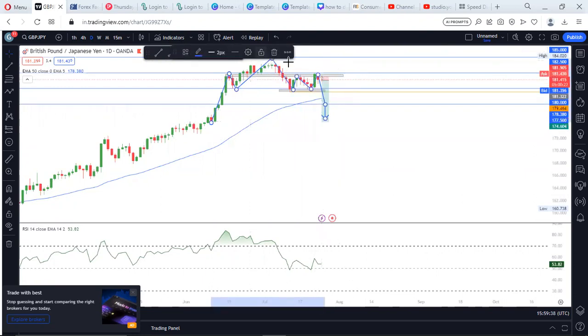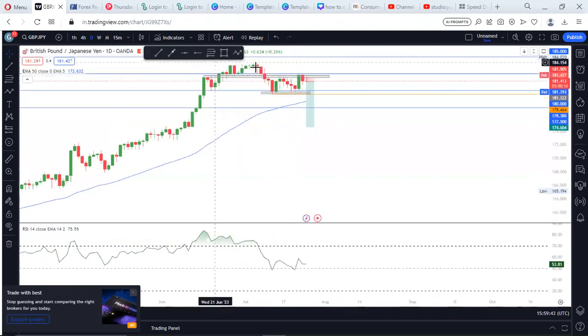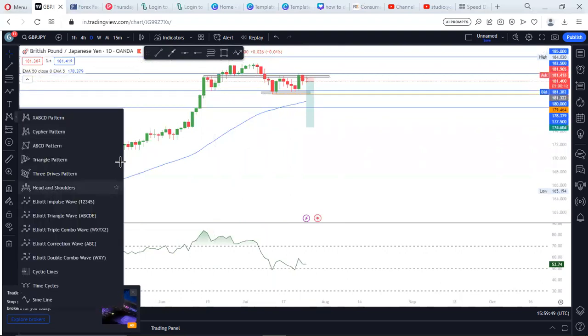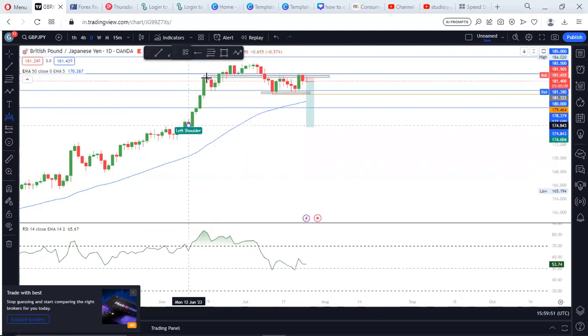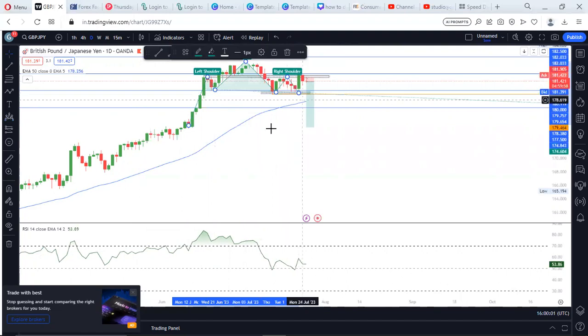And remember, I followed the higher time frame. That is where I trade off of. So as you can see, this is a head and shoulder formation, a very good head and shoulder formation. Let me show you again. You can see this is the left shoulder, this is the head, and this is the right shoulder. Complete head and shoulder formation right here, right?